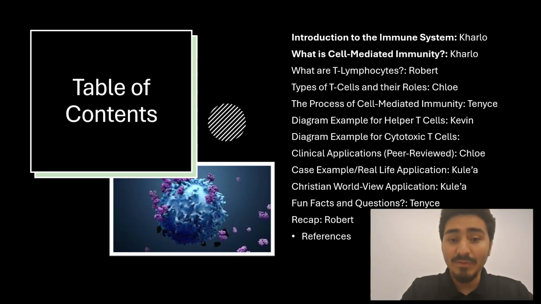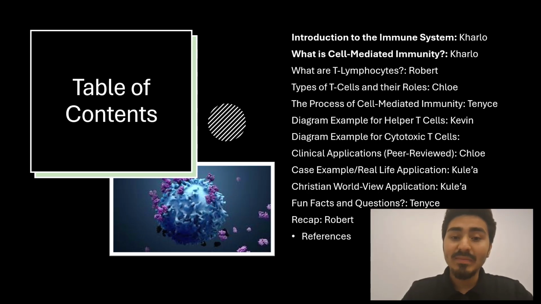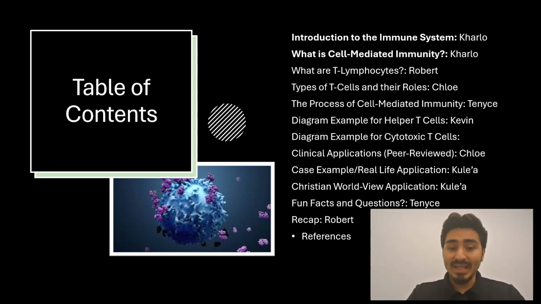And here is a brief overview about everything we're going to be talking about in this presentation. What is cell-mediated immunity will be covered by me. What are T lymphocytes is going to be covered by Robert. Types of T cells and the roles will be covered by Chloe. The process of the cell-mediated immunity will be covered by Denise. The diagram examples are going to be covered by Kevin, and the clinical application will be covered by Chloe. A case example, real-life application will be by Coletta, and the Christian worldview application will be by Coletta. And a fun fact and a few questions will be by Denise. And overall, Robert's going to recap everything for us.